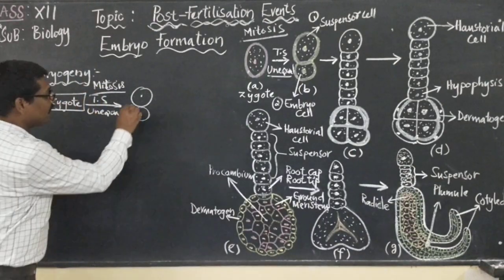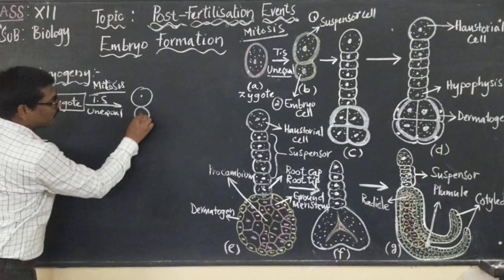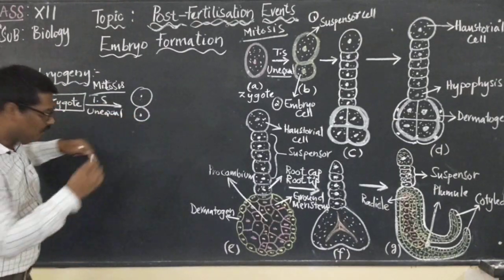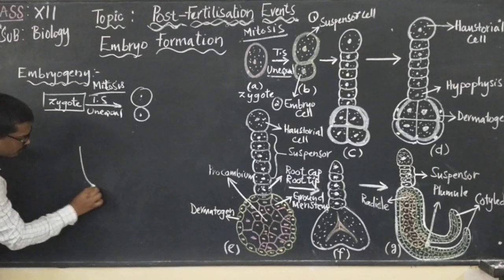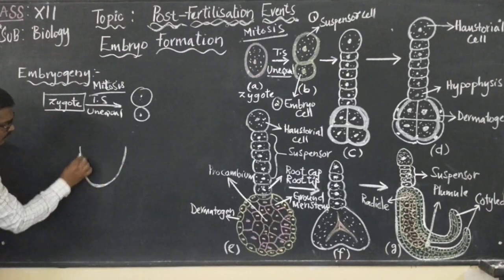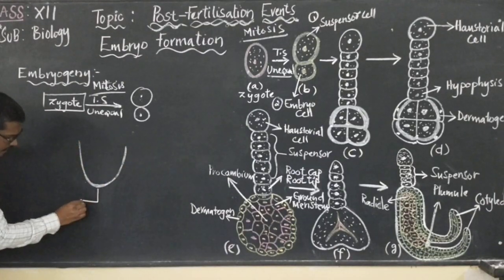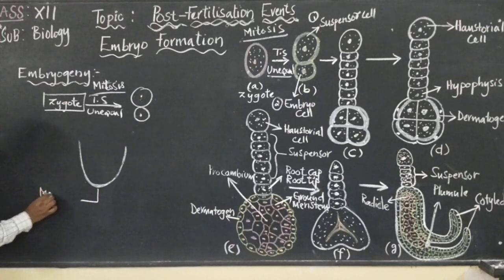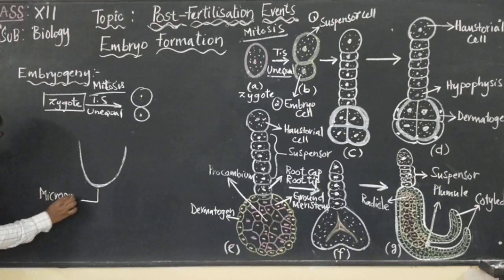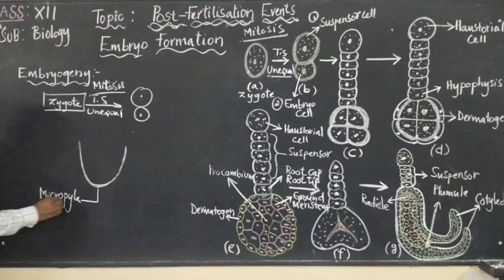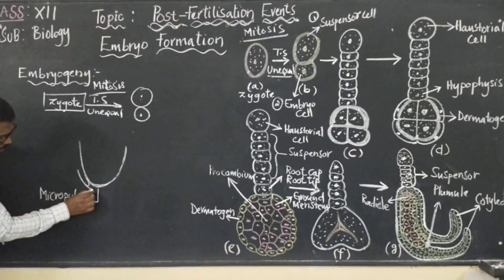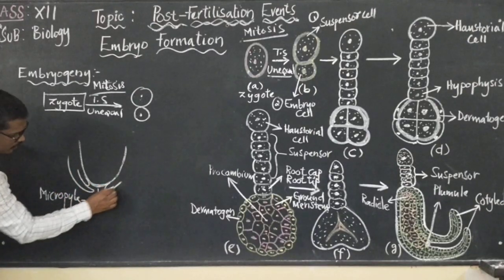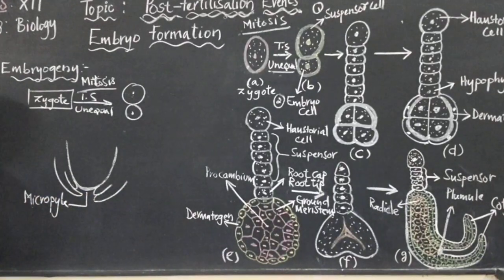But here we have to be very clear when we are talking about these two cells. Now I am talking about the embryo sac. If this is the embryo sac, let us say that this is the micropyle region. Here the micropyle means it is covered by integuments. This is the micropyle region of the ovule.